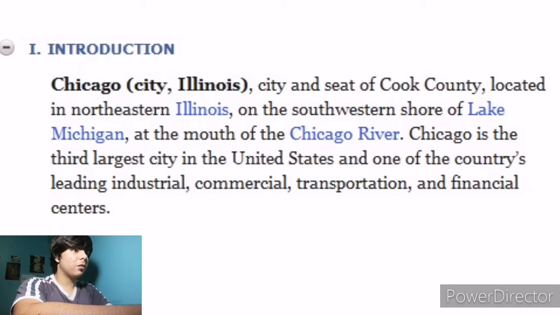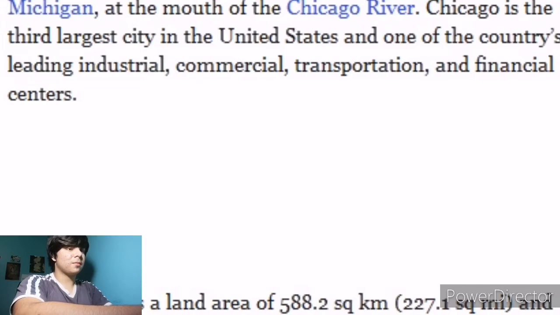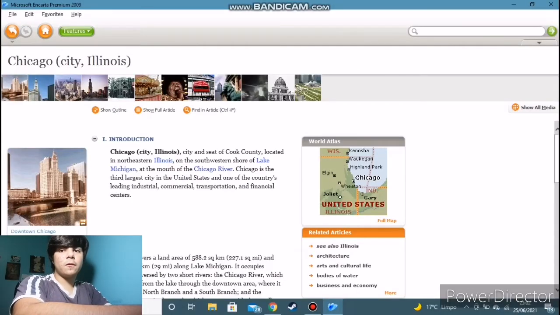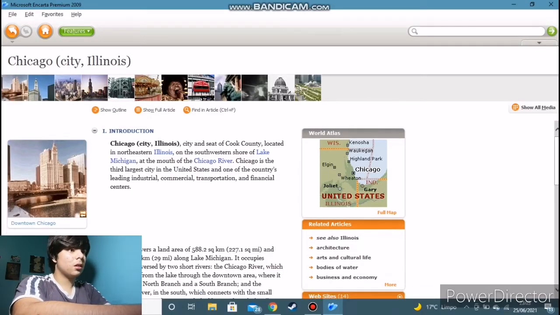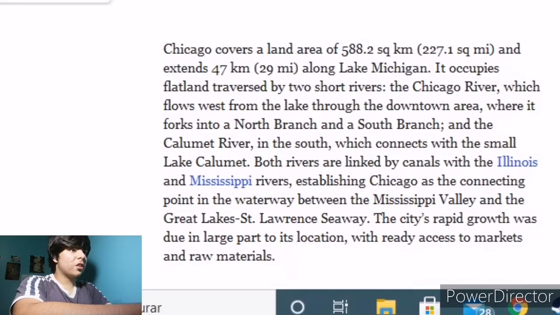Chicago is the third largest city in the United States and one of the country's leading industrial, commercial, transportation, and financial centers. I'm sorry for my English, by the way. Chicago covers a land area of 588.2 kilometers, and it stands 47 kilometers along Lake Michigan.